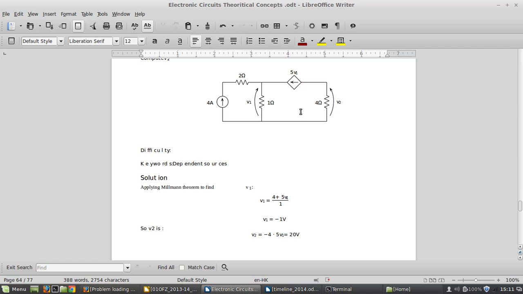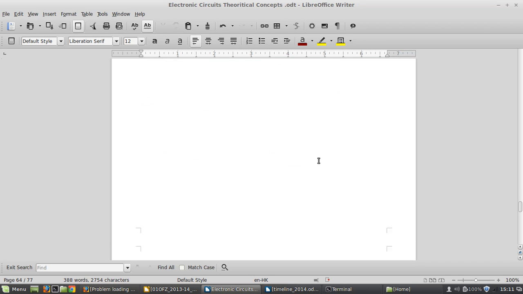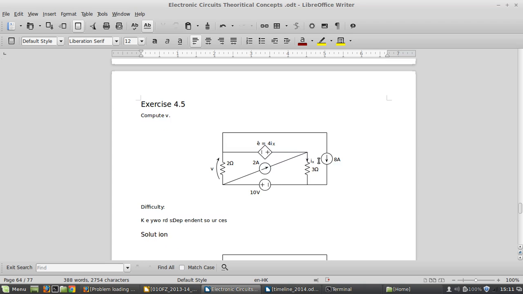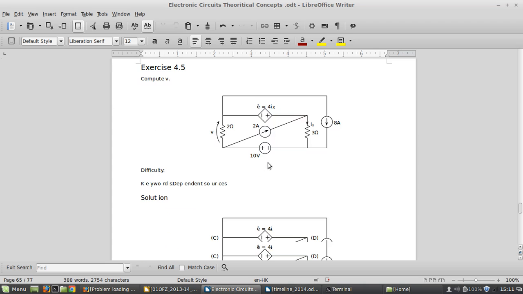For V2 the situation is that you can similarly turn off this, or open circuit this, and try to find V2. But before that, what I have done here is I applied Millman directly so that I can find V1. After finding V1, I just use this to find V2, and V2 equals just minus 4 times 5 V1.